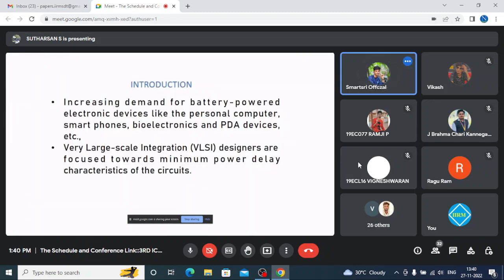Let's see about the introduction. Nowadays, everyone has mobile phones, laptops, and such personal digital assistant devices. By using this project, we can improve our speed and efficiency and reduce the delay, sir. The main purpose of this project is to reduce the delay and power consumption. Very large-scale integration designers are mainly focused towards minimum power delay characteristics of the circuits.